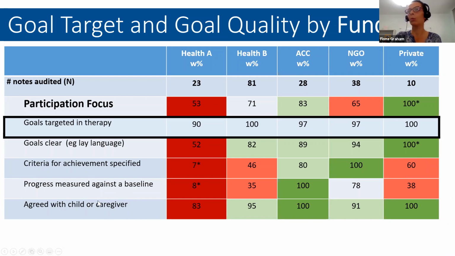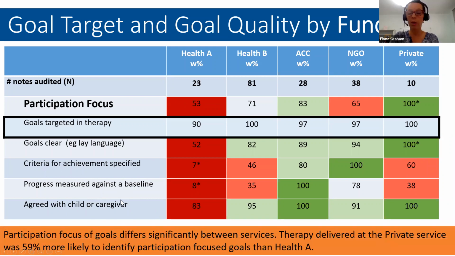I'd leave people to ask questions about that. I know there's a lot of detail in that slide. If you do want to dwell on it further and soak it in, it's in the publication. So key finding here is that, yes, participation focus does differ significantly between services. Therapy delivered at the private service was 59% more likely to target participation focused goals than Health A. We did look at differences in children's health condition and children's age, and that was not a determining factor in the nature of the goals that were described. It was the service itself, but also to some extent profession.